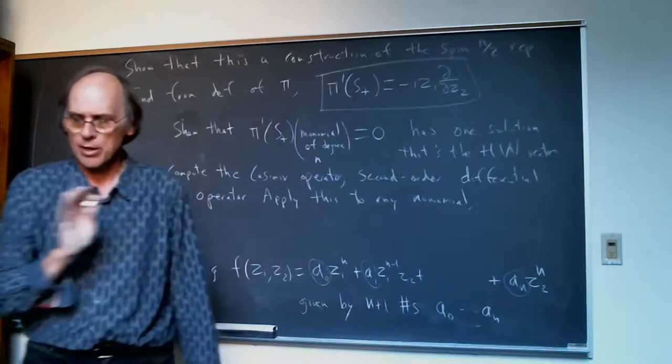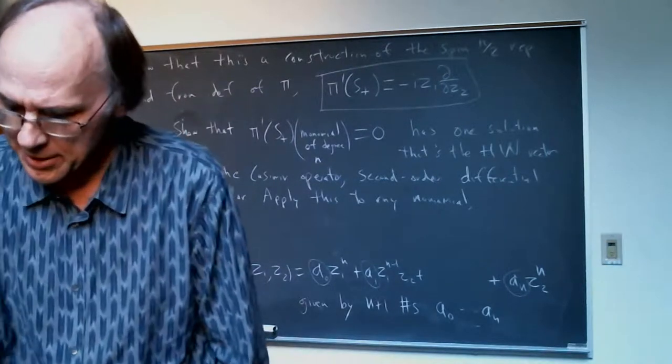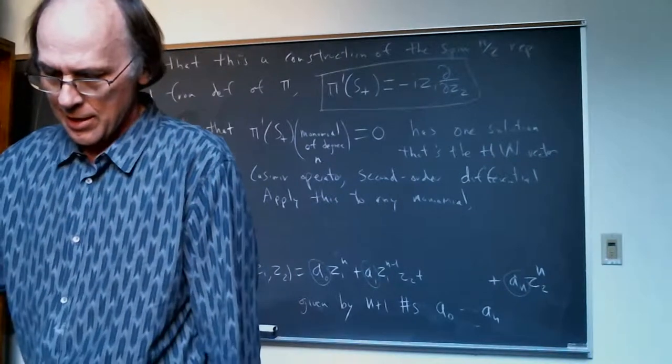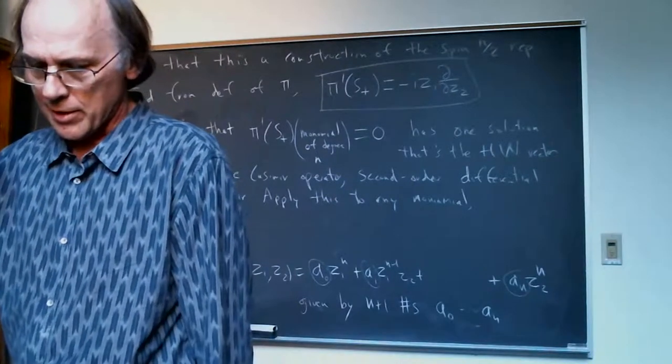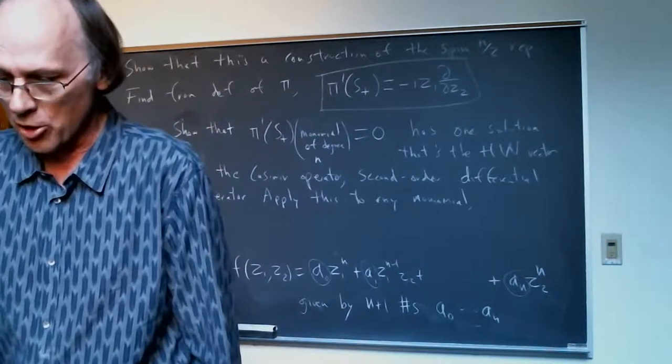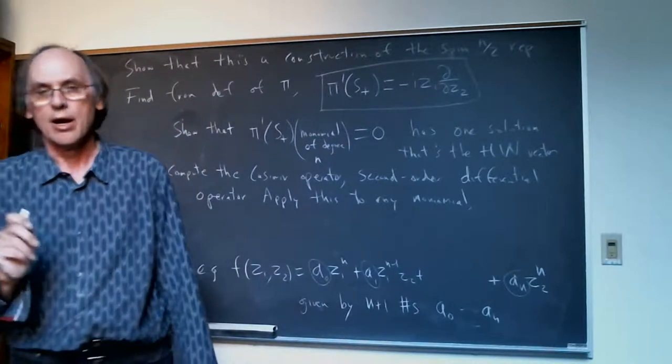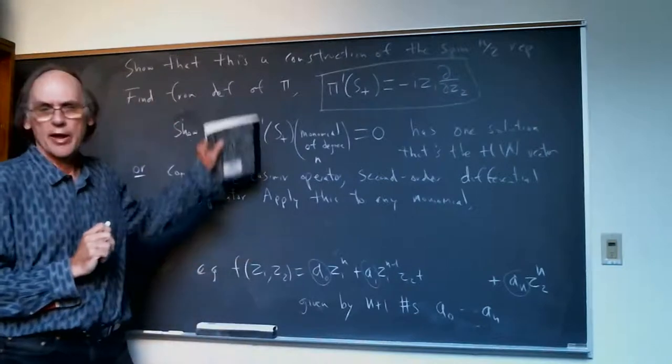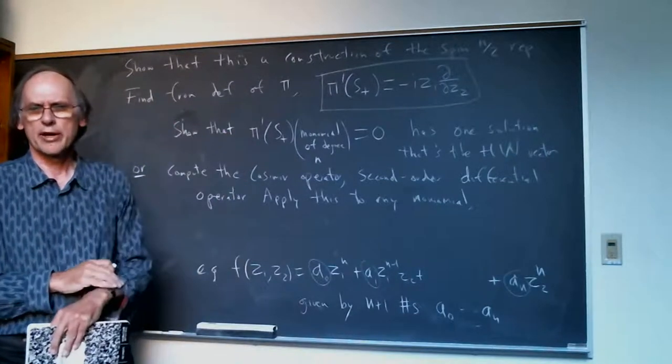The warning is that in this discussion, the way I've written down the action of the group on polynomials is a bit confusing, and I may try to do better. But are there any questions about this, about the SU(2) story?